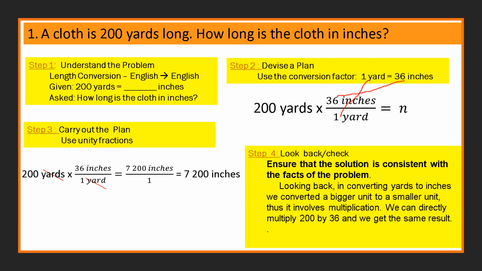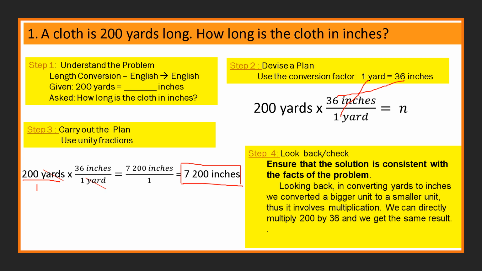After devising a plan, we can now carry out the plan, or we need to solve it using this mathematical sentence. So we have here 200 yards multiplied by 36 inches all over 1 yard. Remember, this is a whole number, so it has 1 here. Understood? We have 1 here. So this time we can cancel yard, and what remains is in inches. So 200 times 36, we multiply numerator to numerator. That is 7,200 inches all over 1 times 1 is 1. 7,200 divided by 1 is equal to 7,200 inches. So this is now our answer.